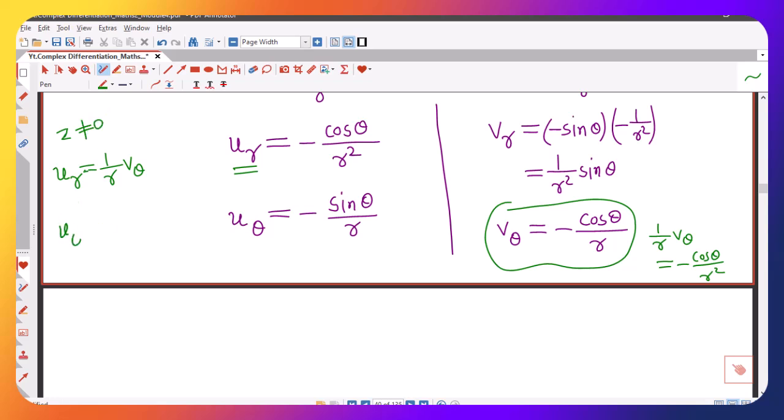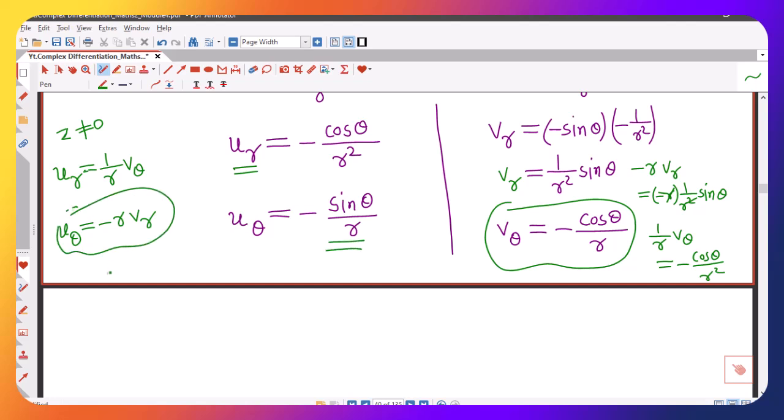Second Cauchy Riemann equation is del u by del theta equal to minus r times del v by del r. Del v by del r is 1 by r square sin theta. Suppose I multiply both sides by minus r, then you can see here I have minus r and I have 1 by r square into sin theta. So this r will get cancelled and we will have minus sin theta divided by r. So this equation is also satisfied at every non-zero point in the complex plane.